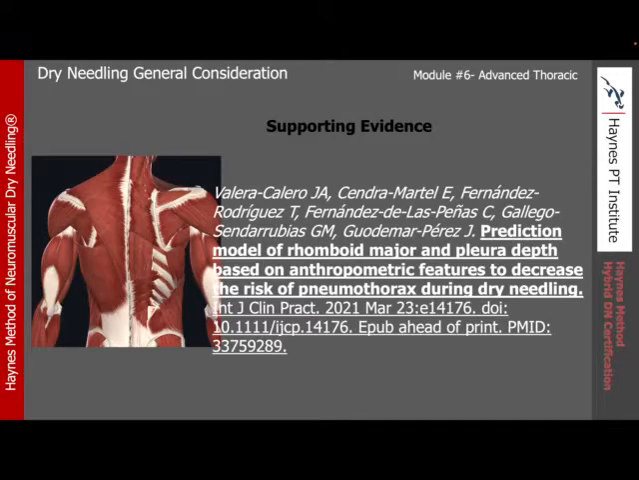Our supporting evidence piece here is a study that came out in the International Journal of Clinical Practice last year in March. It is a prediction model of rhomboid major and pleura depth based on anthropometric features to decrease the risk of pneumothorax during dry needling. Pneumothorax, especially when we talk about the thoracic spine, is our big enemy that we get concerned with anytime we're dry needling in that area. Definitely want to be certain of your landmarks, of your needle direction, needle placement, to ensure that we don't actually enter into the lung field.